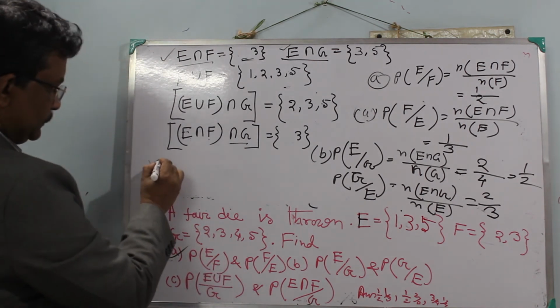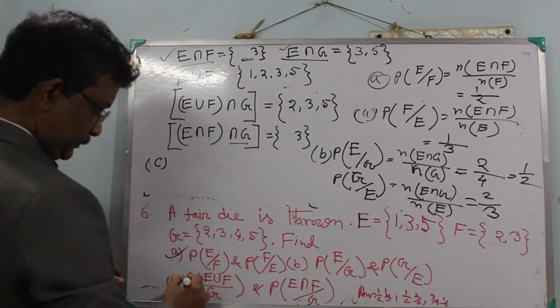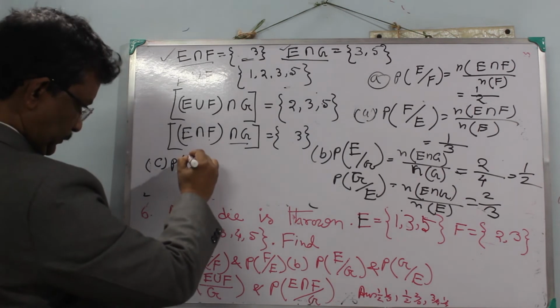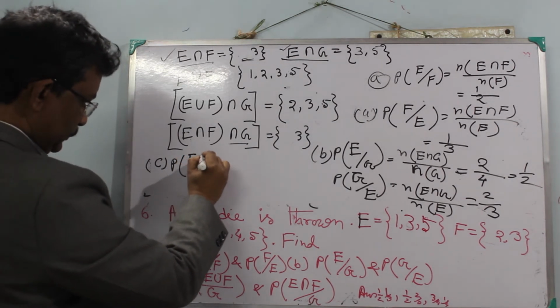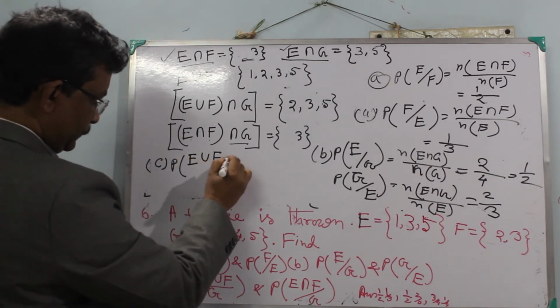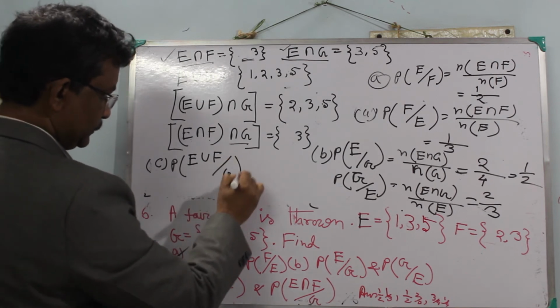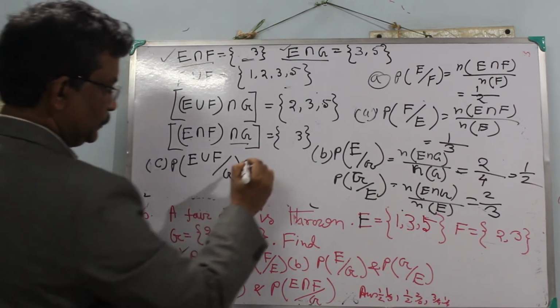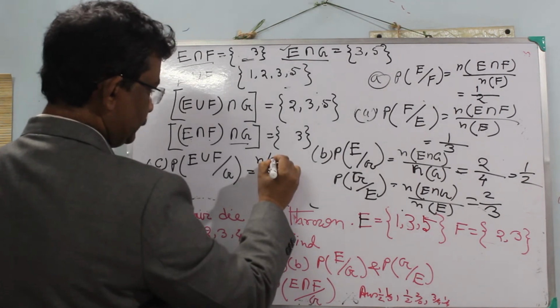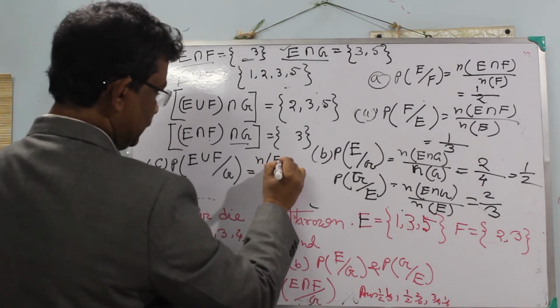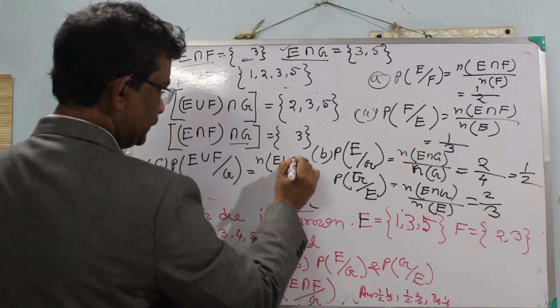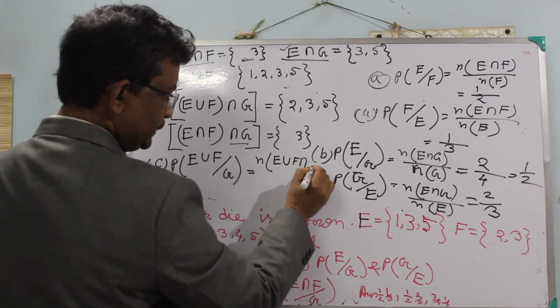Now C is asked: probability of E union F when G has occurred. So this is equal to the number of elements of (E union F) intersection G.